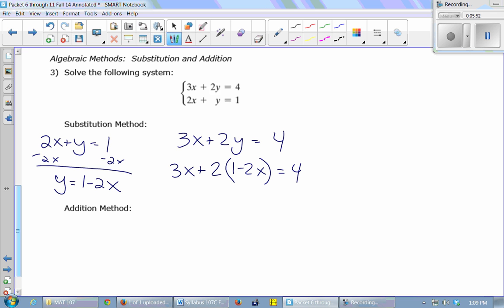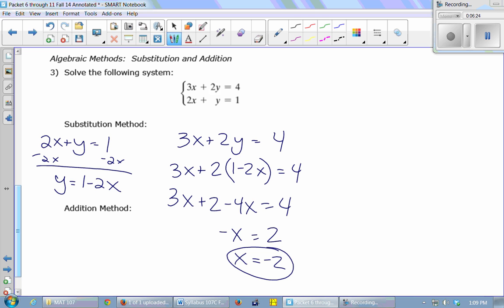You're going to put parentheses around that thing because you're multiplying the 2 times that whole thing. Because you multiply y by 2, you have to multiply that whole thing that equals y by 2. Then we just distribute, combine like terms, and solve this equation. So I have 3x plus 2 minus 4x equals 4. So negative x equals 2. So x equals negative 2.